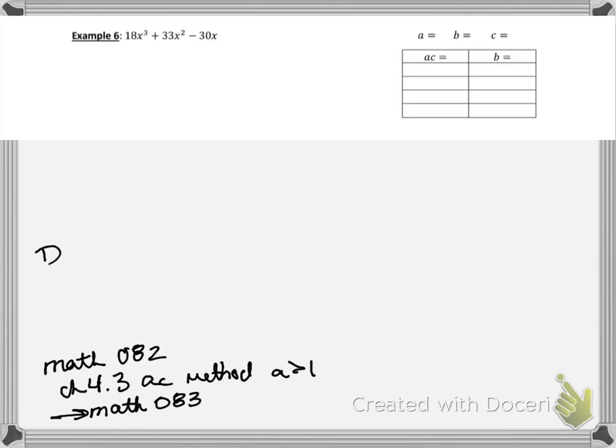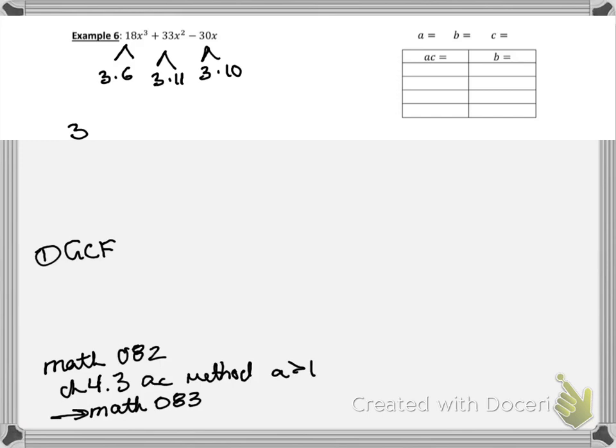So remember, the first thing you always do is you look for your GCF. No matter how many terms or what you're doing, if you're factoring, you want to see, okay, what is the greatest common factor? So let's see what we have here. We have 18, which is 3 times 6. We have 33, which is 3 times 11. And we have 30, which is 3 times 10. So it looks like we can factor out a 3.